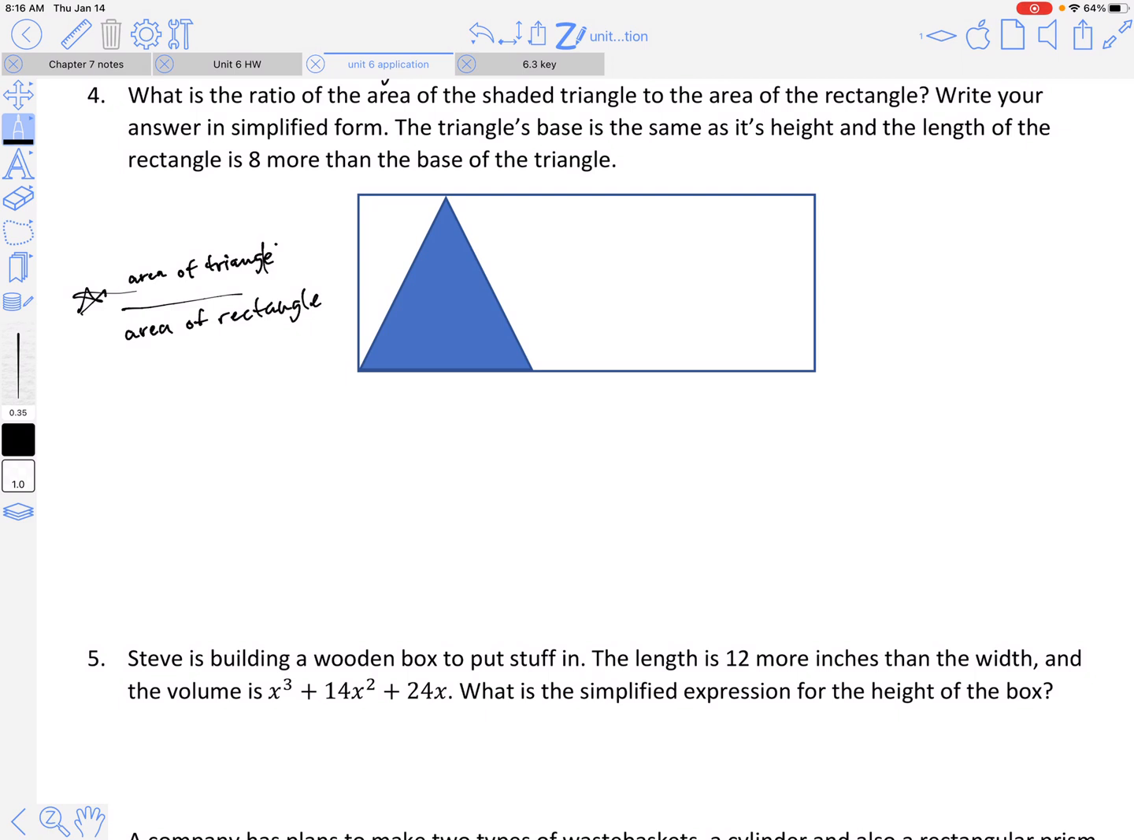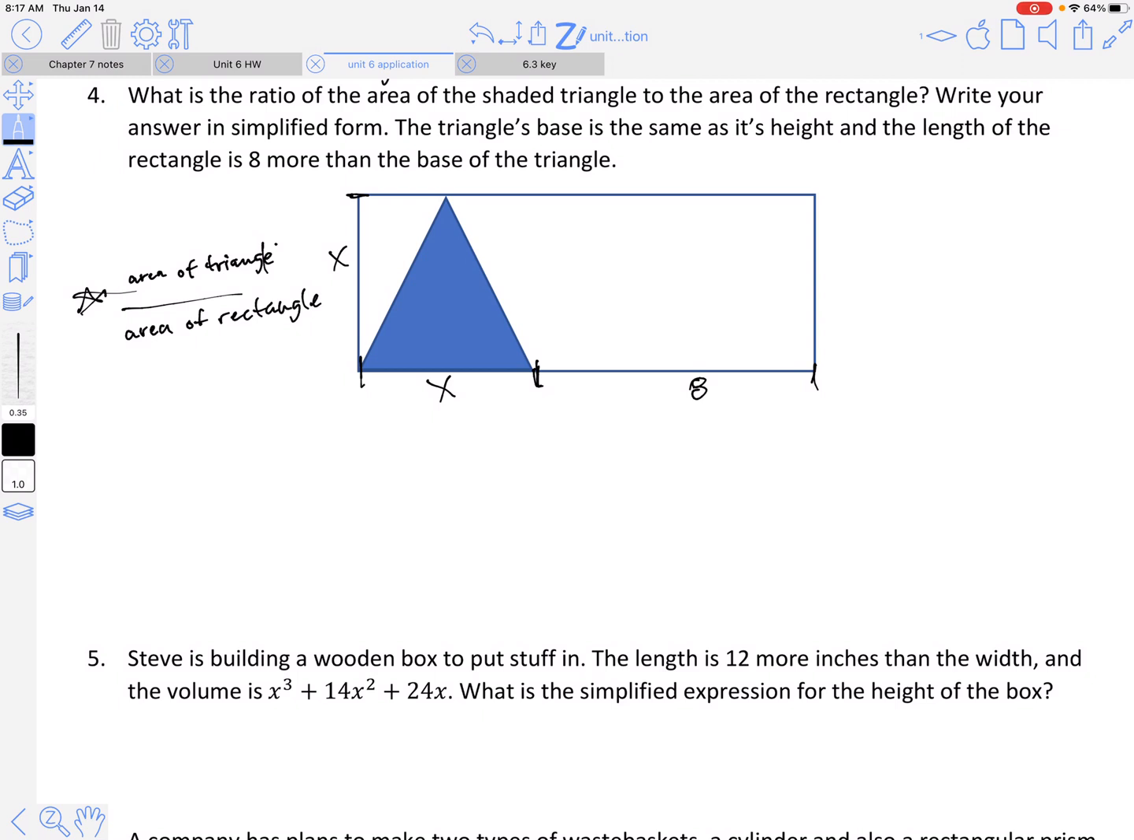The triangle's base is the same as its height. So we know that from here to here is the same as here to here. And the length of the rectangle is 8 more than the base of the triangle. So we know that from here to here is 8.